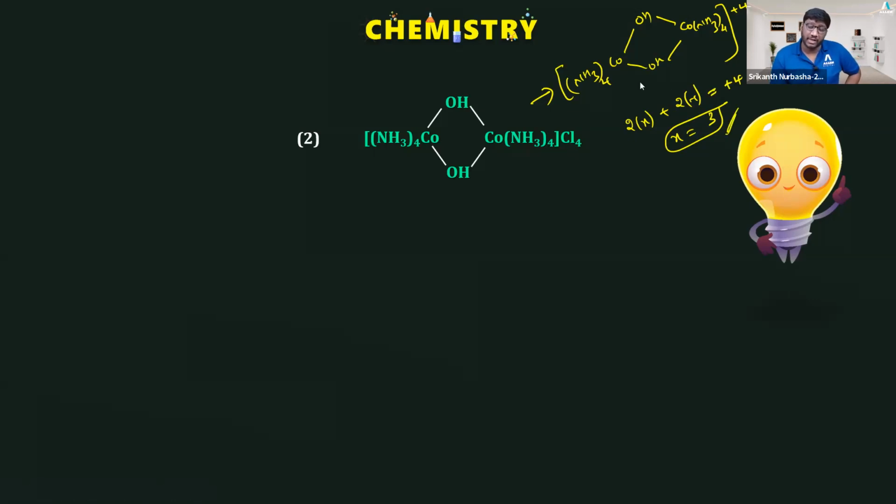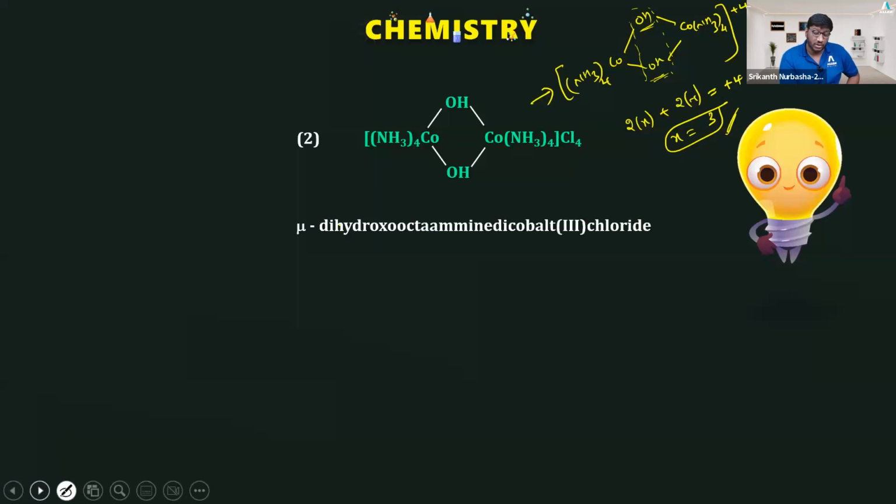Now again you have to name the complex cation first. Since it is a bridged complex, you have to name bridged ligands first. Both the bridged ligands are same. So can I use mu dihydroxo? Obviously, yes or no? Mu dihydroxo. After this, you have to name the non-bridge ligands. Amines are there. How many are there? NH3 4, NH3 4. So 8 are there. So mu dihydroxo octaamine dicobalt. How many cobalts are there? 2 cobalts. Dicobalt. Cobalt oxidation state is 3.